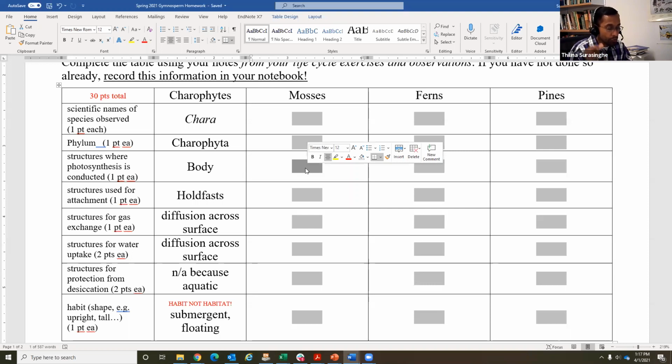Anchoring structures used for attachment. Mosses only had rhizoids. Ferns had roots and the horizontal stem, which is actually the rhizome, and the pines just the roots. Looking at structures for gaseous exchange, remember mosses had stomata in the sporophyte only. Ferns and pines all had stomata and just stomata.